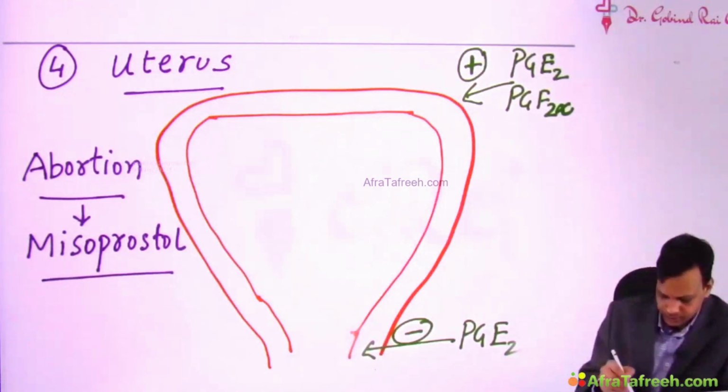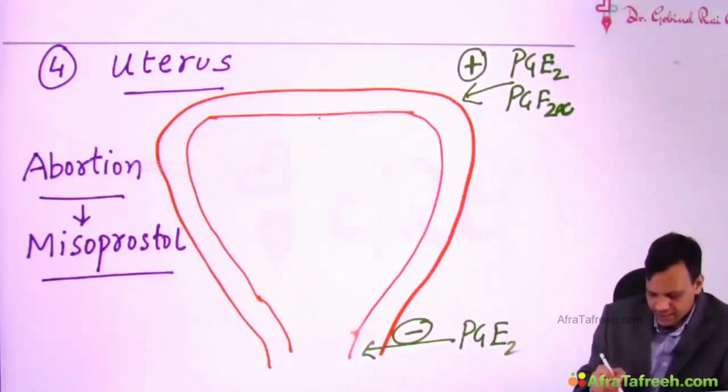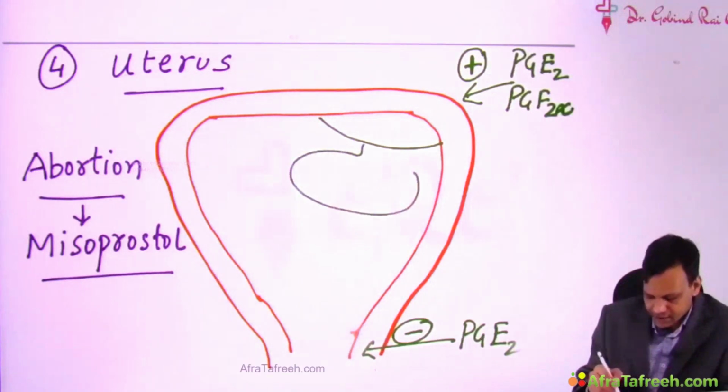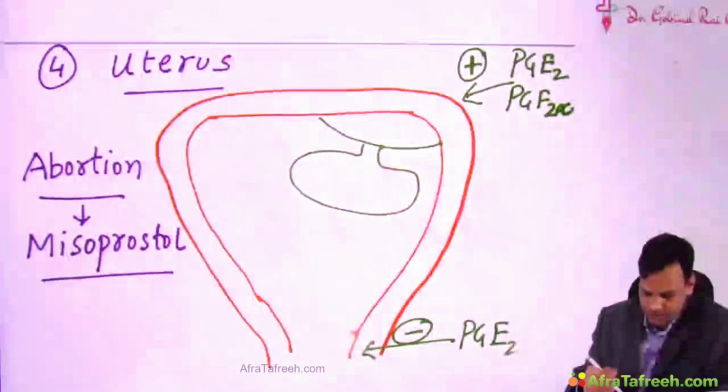Now another thing. This is the uterus, and the placenta is attached on the uterus. Over the placenta the baby is attached. So when the delivery occurs, first the baby goes out.